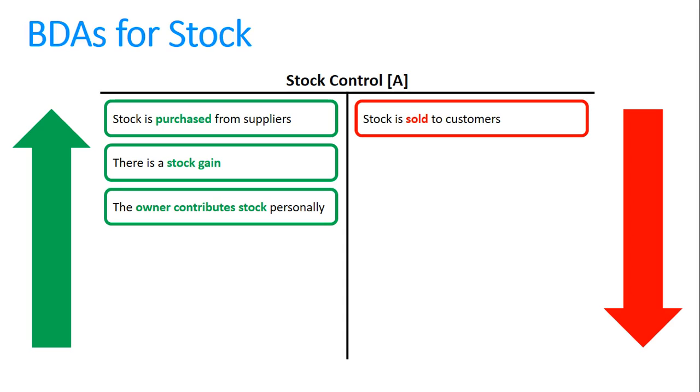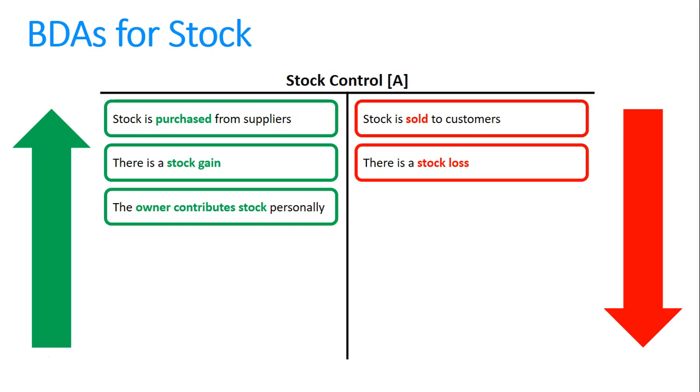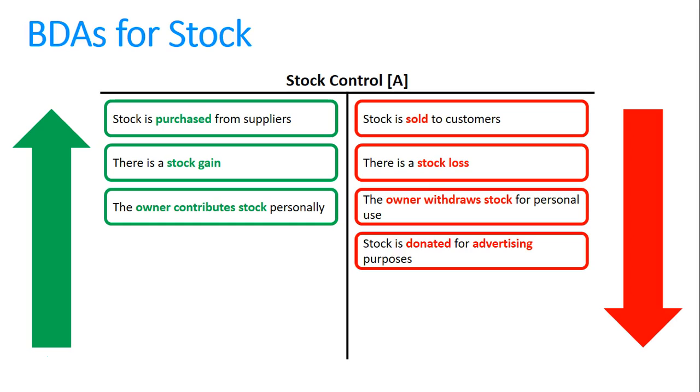And why could stock decrease? We could sell it. There could be a stock loss. The owner could take it out as drawings, or the owner could donate it for advertising. There actually are a lot of other reasons depending on where you're at in the course. This is just from at this point in Unit 3.